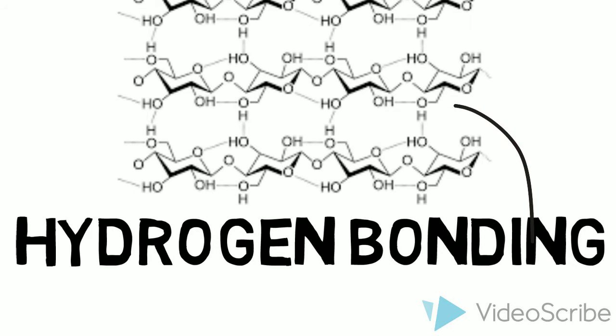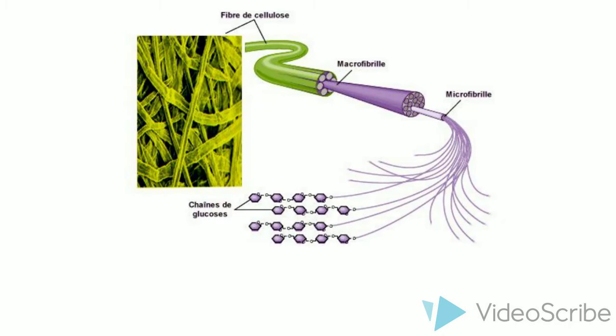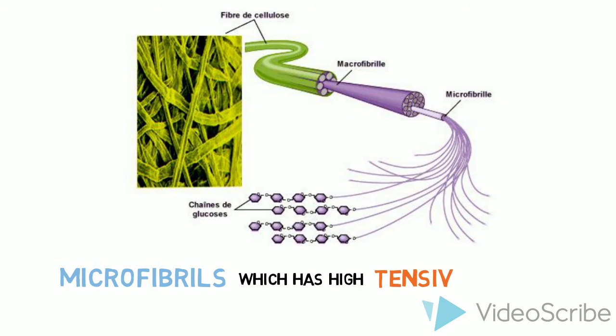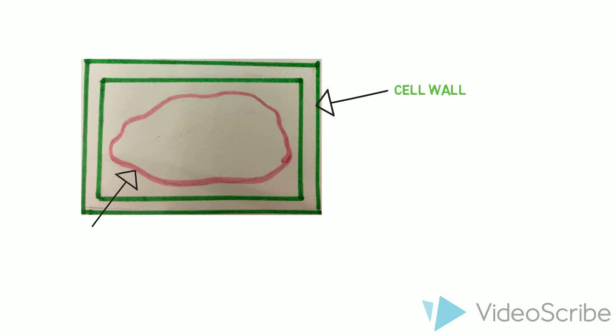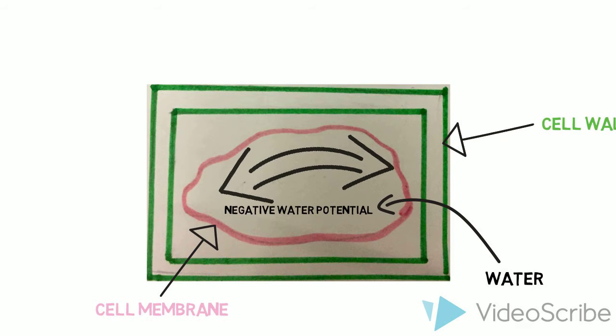This creates a mesh-like structure called microfibrils, which gives cellulose a high tensile strength. This also makes the cell wall fully permeable to water, dissolved ions, and proteins. Plants can also benefit from this permeable yet tensile cell wall if the cell is experiencing negative water potential. Water will want to enter the cell, increasing cytoplasm volume, and the cell membrane will swell. However, the cell wall stops the expansion at a certain point, and the cell wall will exert a positive pressure back on the cell membrane. This is what equalizes water potential.